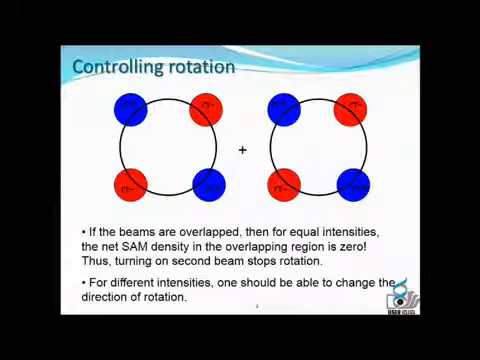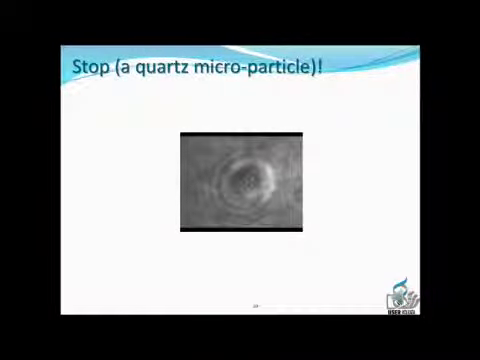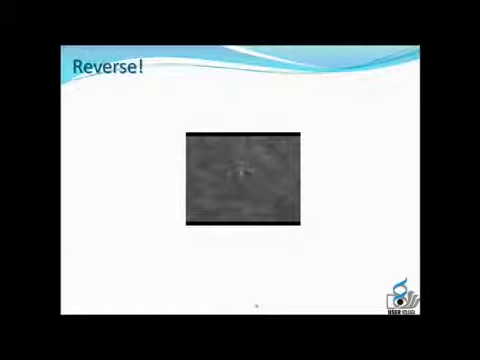and the spin angular momentum density distribution for the two beams will look like this, with the regions of opposite spin adjacent to each other. If the beams are overlapped, then for equal intensities, the net spin angular momentum density in the overlapping region is 0. Thus, turning on the second beam stops rotation. However, if you have different intensities, one should be able to change the direction of rotation. This is the first case where turning on the second beam stops the rotation, and this is the second case where turning on the second beam reverses the direction of rotation.